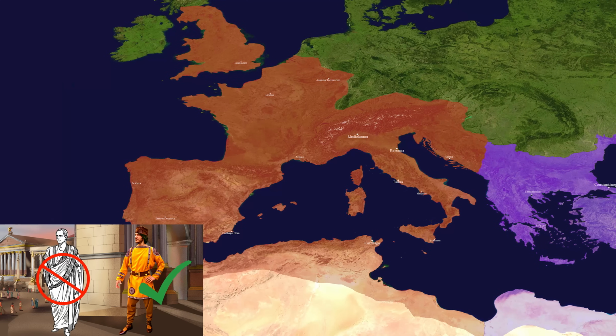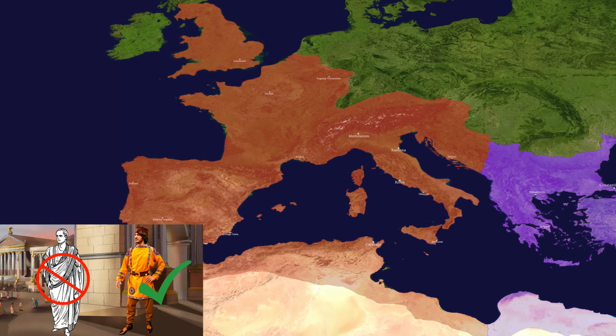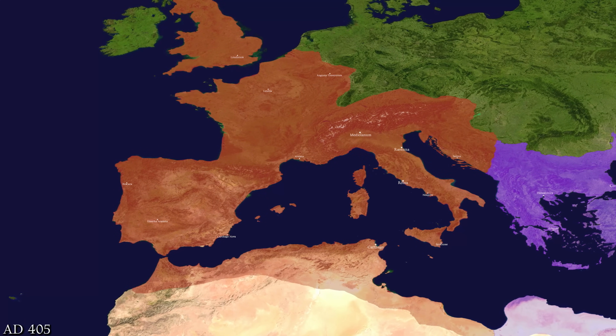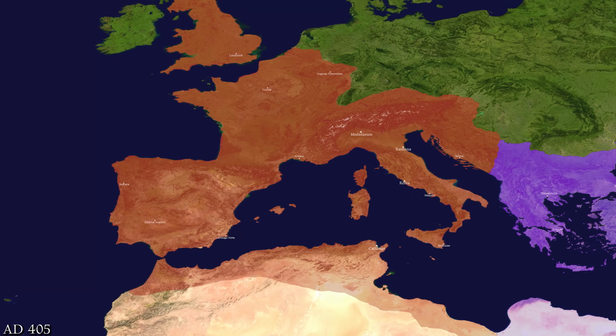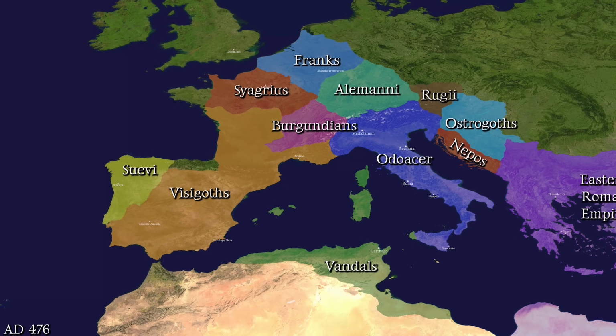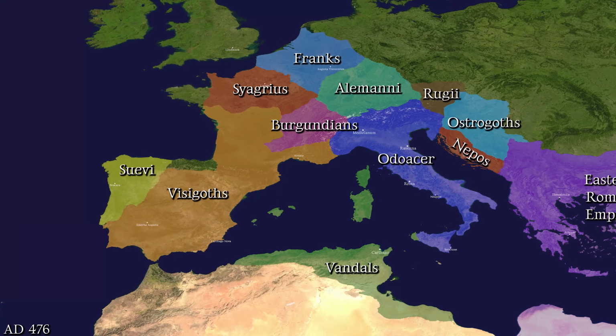So demographics and population declines certainly did play a part in the fall of the Roman Empire. It might not have been the main reason, but in my opinion, it does rank very high on the list of reasons why the empire fell.